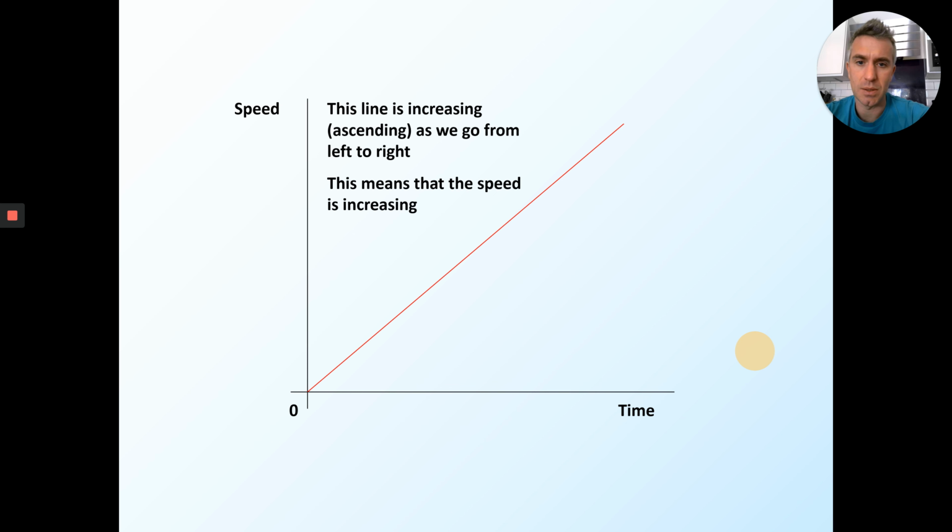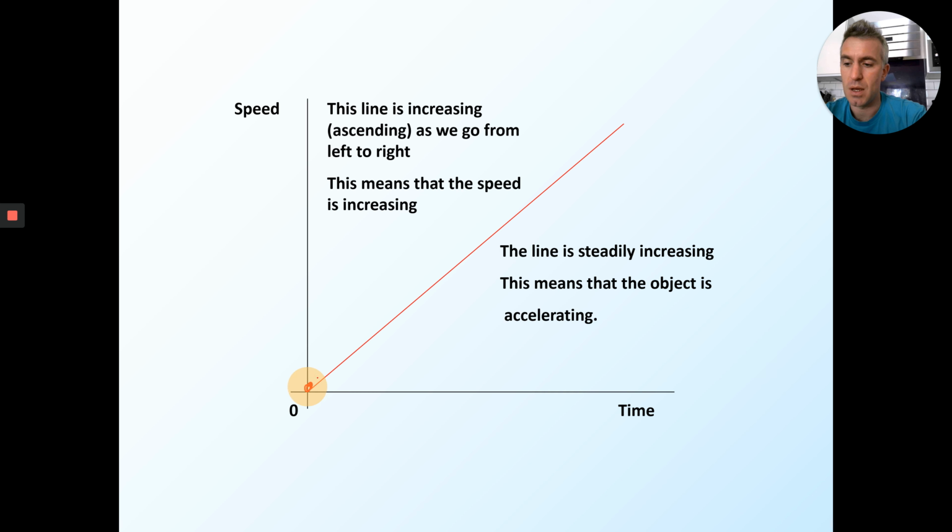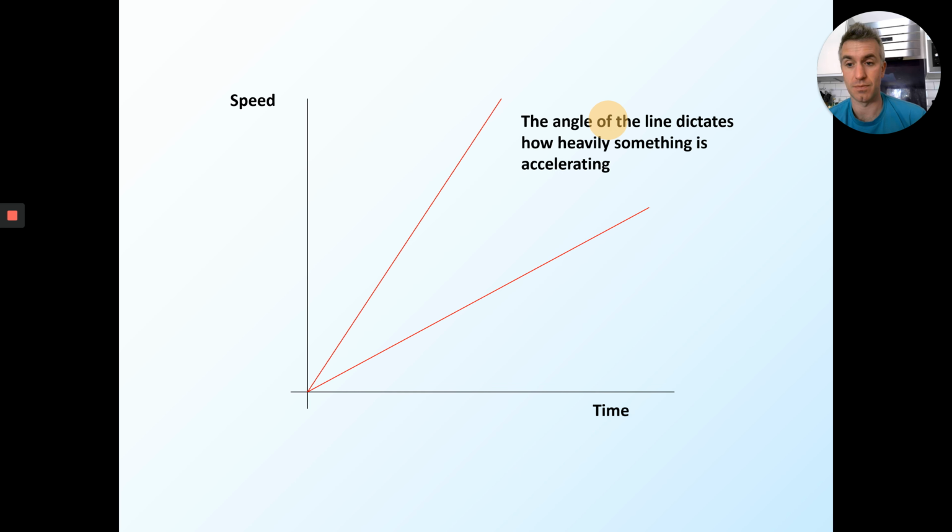So here we have the next example, almost the same as before, using the same graph, we're just upgrading the axes. So here we've got no speed, and then as we go up, the speed's increasing and increasing and increasing. How would we describe this? We describe this as accelerating. When you've got not a horizontal, but a diagonal line, the object is accelerating.